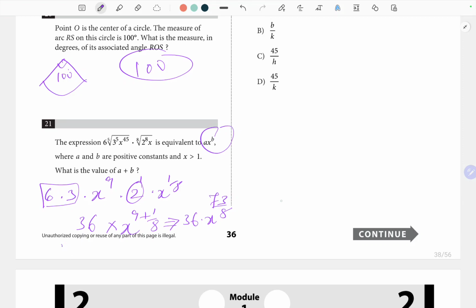So a is 36 and b is 73 over 8, and here the calculator is allowed, so I will use the calculator now to get the answer. So 36 plus 73 over 8, I got 45.125. So what's the value of a plus b? So I got 361 over 8. This is basically 361 over 8, which in decimal is 45.125.